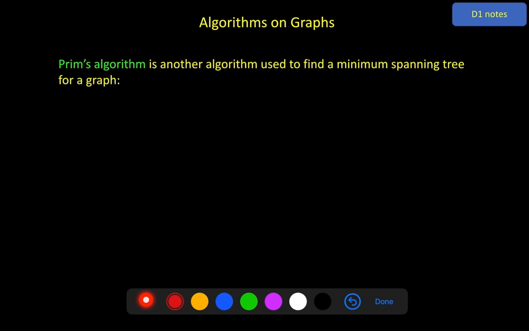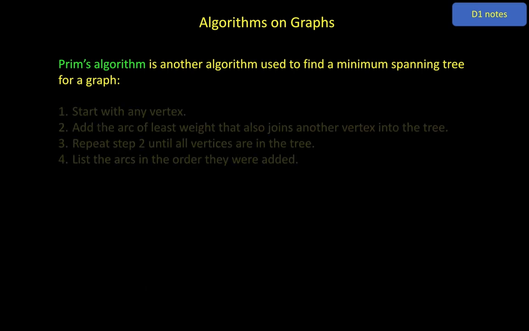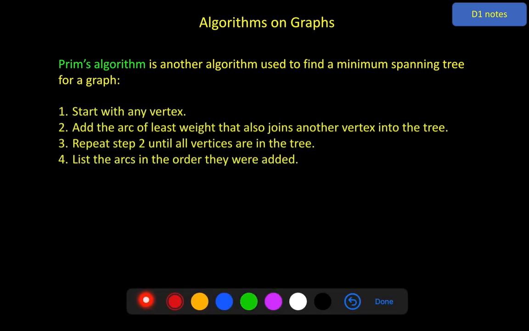That's Kruskal's. In this video, we're going to look at Prim's, which does the same thing. It's another algorithm used to find a minimum spanning tree, but it does it in a slightly different way. I mentioned one difference in the previous video. Another difference is that while Kruskal's is adding arcs, Prim's is kind of adding vertices instead. So you start with any vertex, add the arc of least weight in order to join another vertex into the tree, obviously one that is not already in the tree. Otherwise you'd end up with cycles. Then repeat step 2 until all the vertices are in the tree.